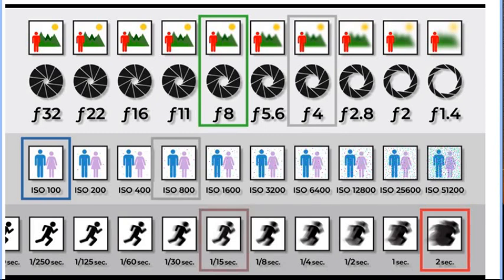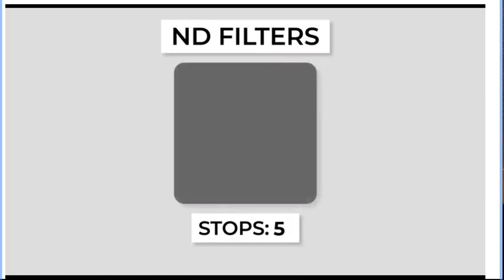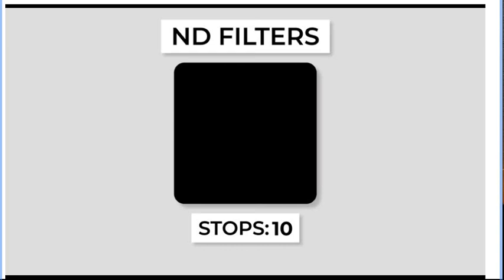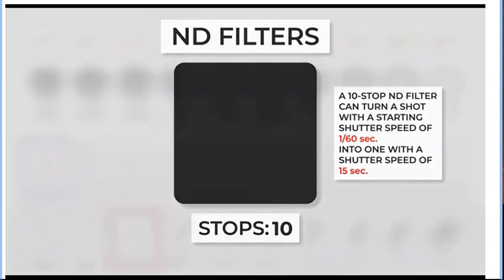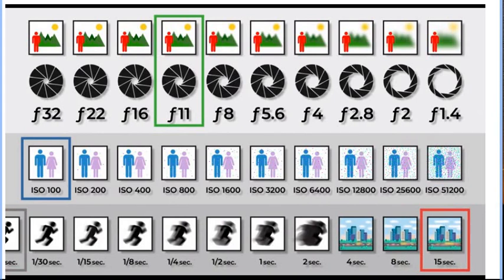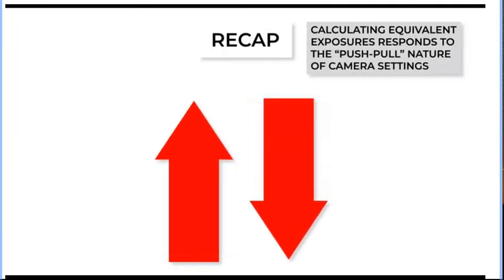Another example would be working with ND filters. ND filters block the amount of light reaching the camera, allowing for the use of long exposures during the daytime, and are rated in stops of light blocking capability. If you are shooting a landscape with the shutter speed of 1/60th of a second, f11 and ISO 100, adding a 10-stop ND filter would let you use an equivalent exposure with a shutter speed of 15 seconds. Since 10 stops of light were removed from the ND filter, we added 10 stops of light with the shutter speed to produce an image with the same brightness, but with a longer shutter speed effect. So, in essence, learning equivalent exposures is really learning about the push-pull nature of camera settings.